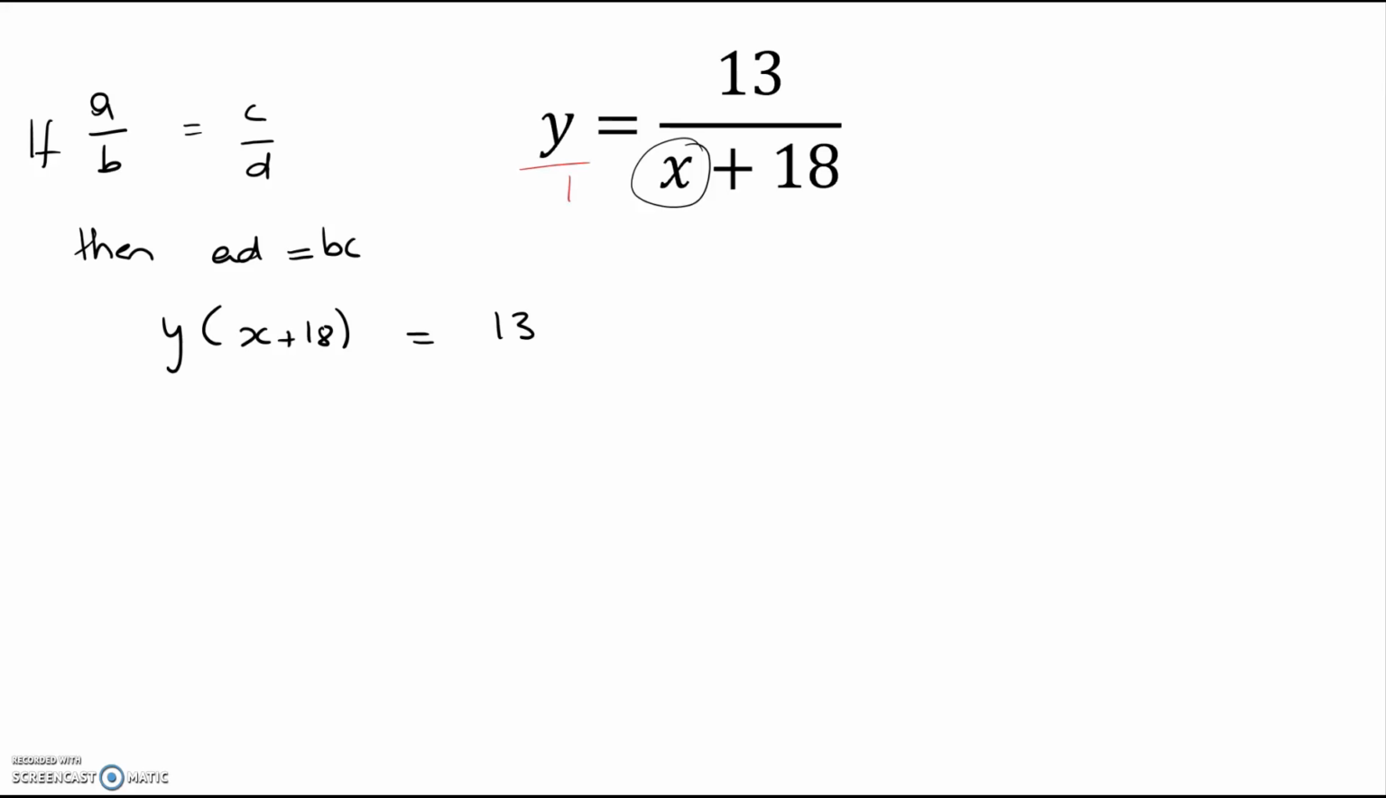Okay, we're looking for x, remember, so we have y, x plus 18. Now, if you didn't know what to do, you've got brackets, so you can try getting rid of the brackets. Equals 13. Now, we're looking for x, so it makes sense to have the x term by itself.